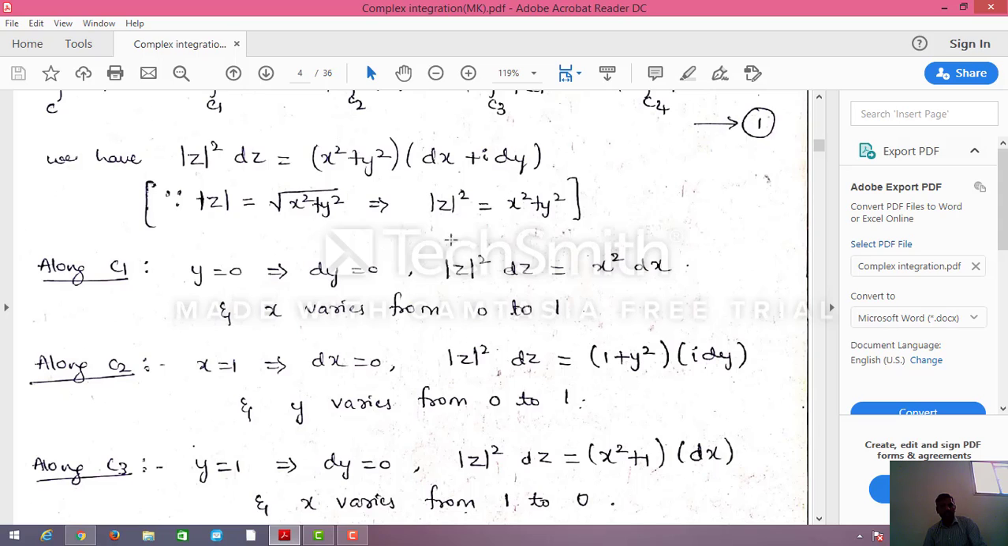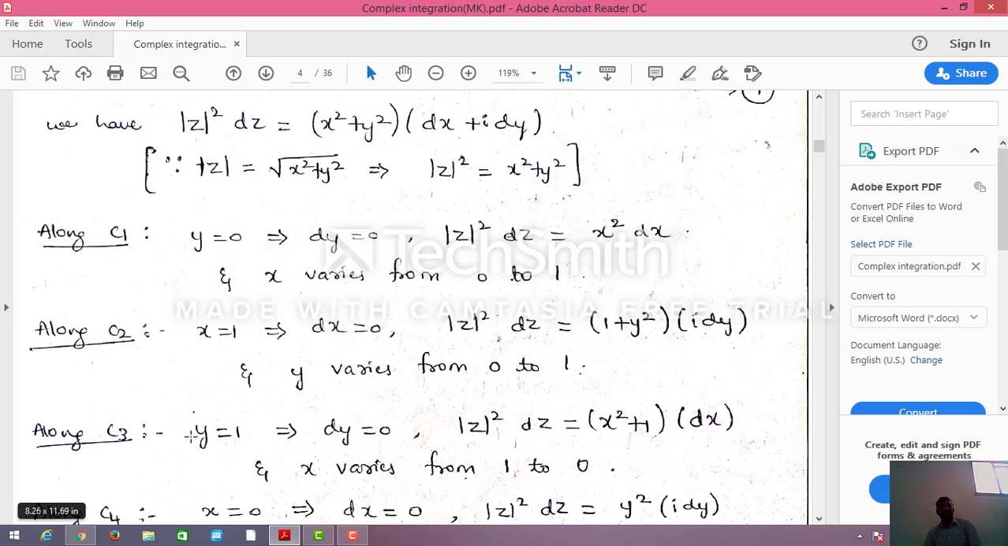What is that modulus of z square? Already you know that x square plus y square. Along C2, x is 1, so modulus of z square is 1 plus y square, dx is 0, into i dy. Y varies from 0 to 1. Along C3, next one should be what is that?